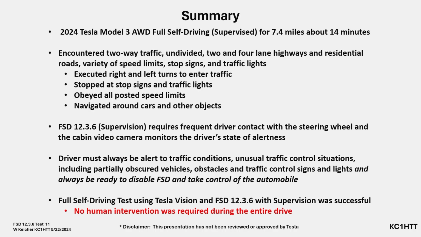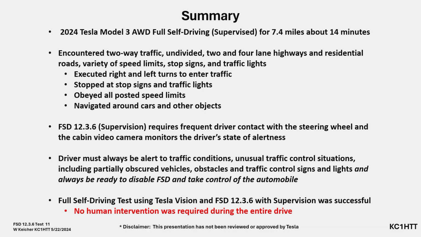Okay, now to summarize. What you just witnessed was a fully automatic Tesla Model 3 driving under FSD for 7.4 miles for about 14 minutes. You saw that it encountered two-way traffic on undivided 2- and 4-lane highways and residential roads under a variety of speed limits, stop signs, and traffic lights. It executed right and left-hand turns to enter traffic, stopped at all stop signs and traffic lights, obeyed all posted speed limits, navigated around cars and other objects. Just what the software release notes stated.